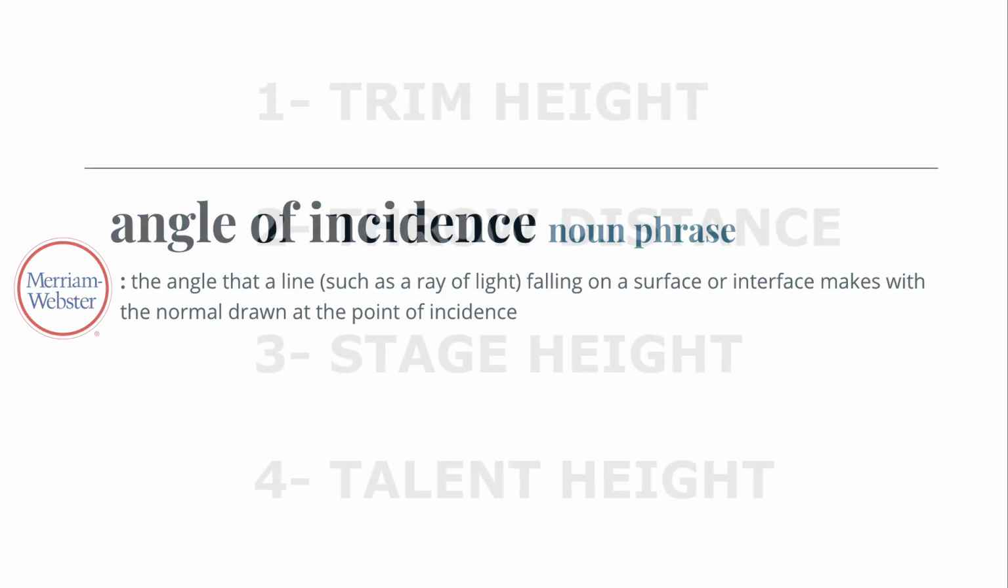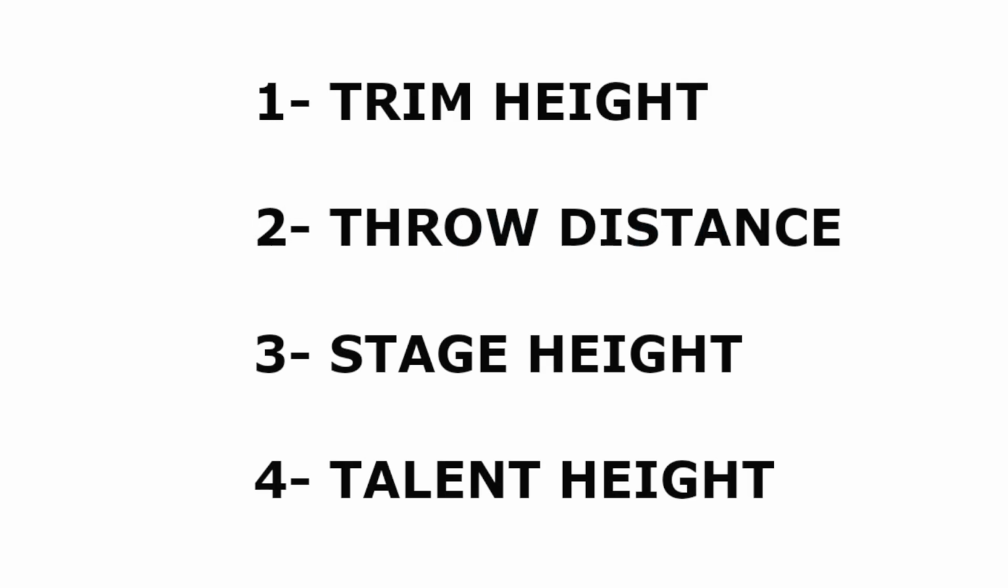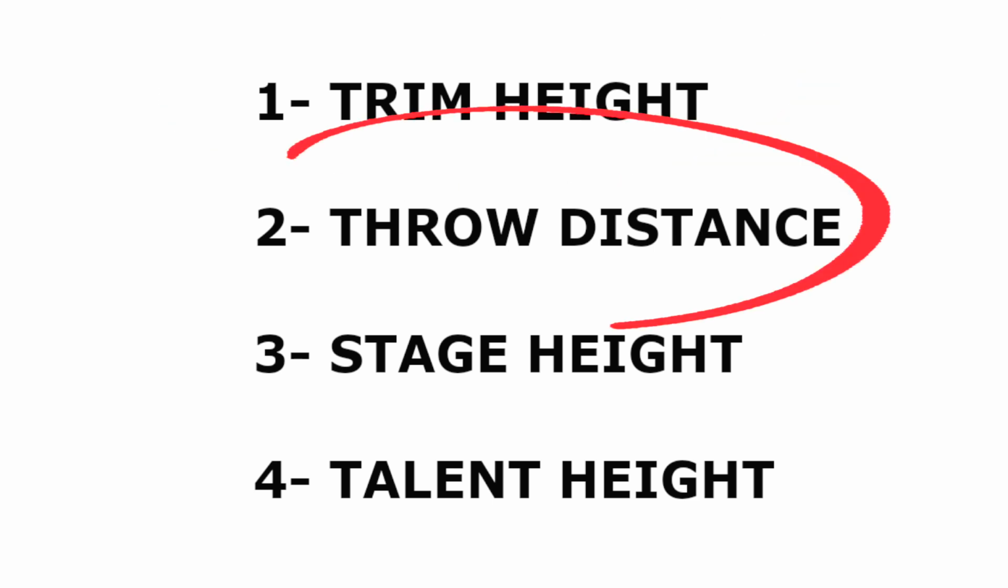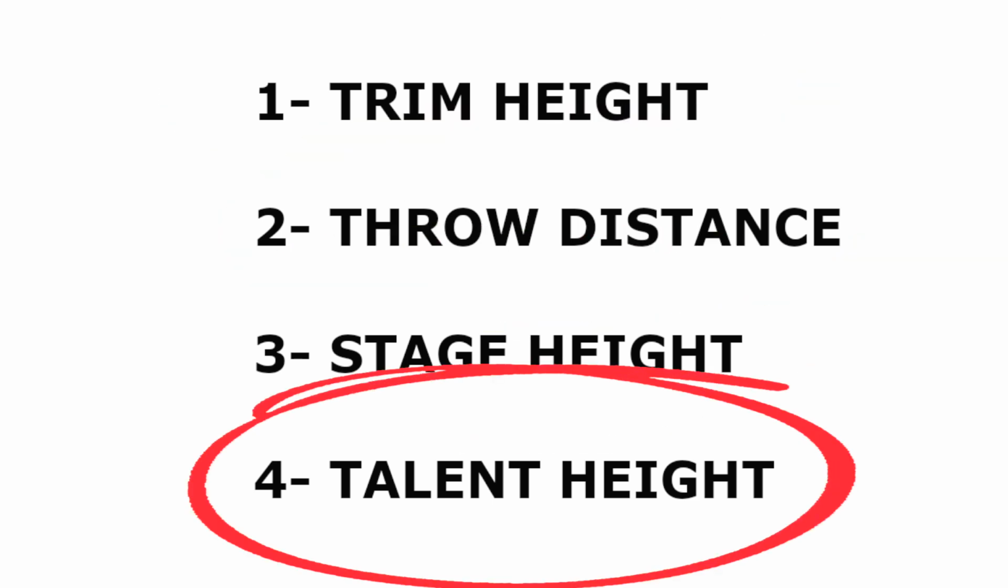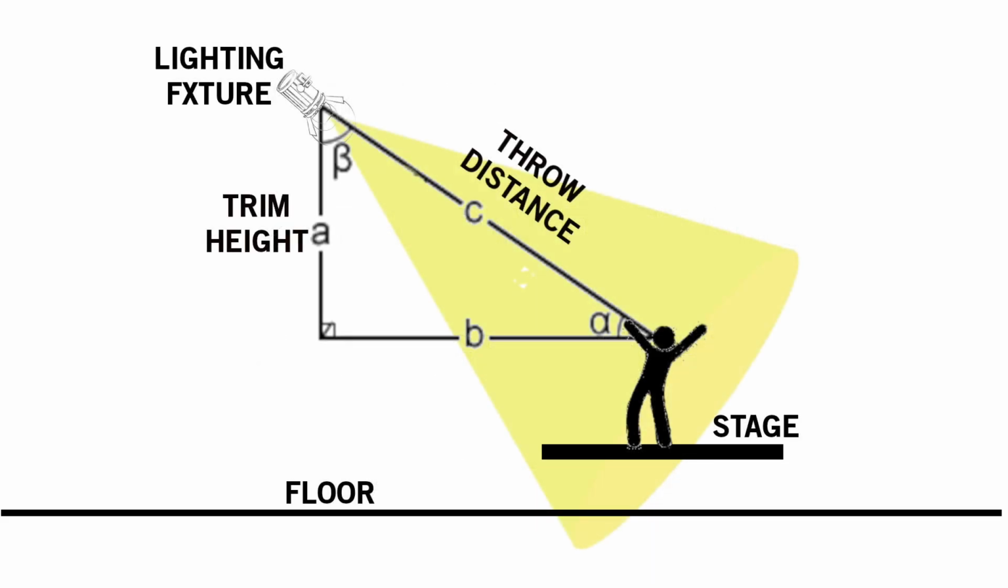Let's break it down. To make this work correctly, you have to take into account a few variables when using Pocket LD to be accurate: trim height, throw distance, stage height, and talent height. We are using a right triangle to figure out these important calculations. Looking at the diagram, you can see the talent, the stick figure, and the lighting fixture. In that triangle, you have trim height, the height from the floor to the light fixture, and your throw distance, the distance from the light fixture to your talent.